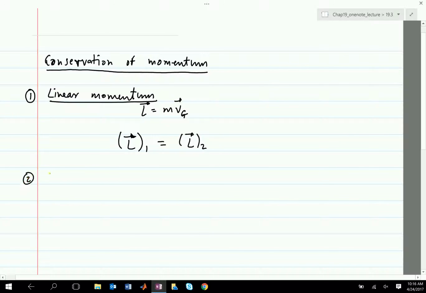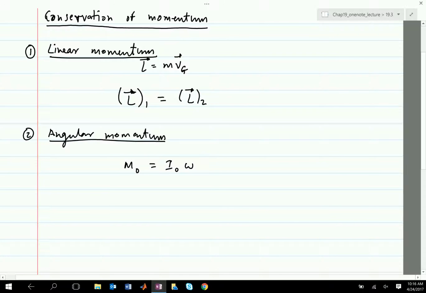Okay. The other quantity is the angular momentum. It's denoted by M, and it's always about a point. So MO is IO omega. Well, not a point, but rather an axis. In 2D, it looks like a point, right? And if the external forces are zero, or the external moments are zero, or the moments are internal to the system, then we can write MO1 is MO2.